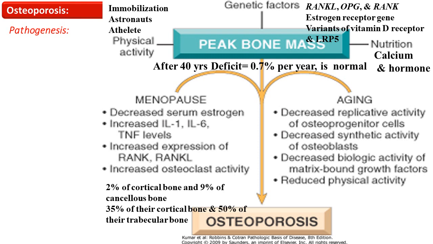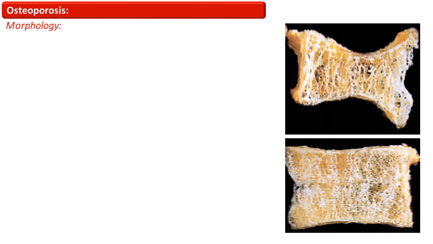Decreased estrogen concentration leads to increased secretion of interleukin 1, interleukin 6 and TNF through mysterious mechanisms, and this results in decreased osteoprotegerin and RANK ligand. Both of these are decreased and hence osteoclasts are recruited and stimulated. So osteoporosis is decreased bone amount, but the bone is normal.